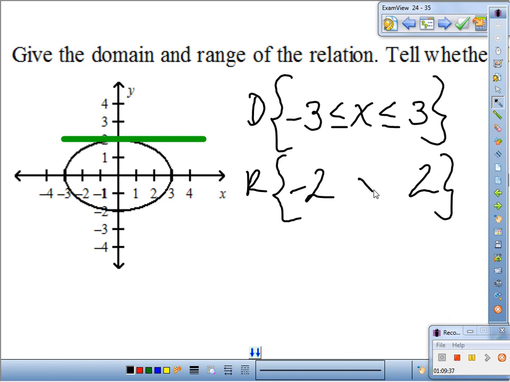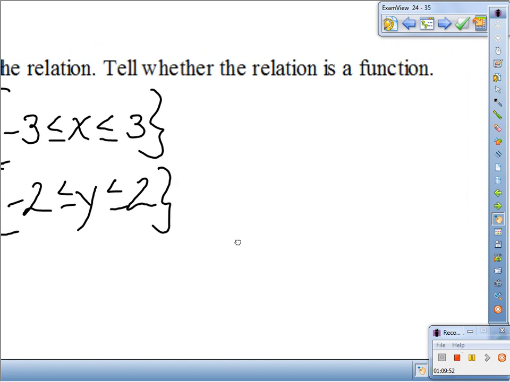That's why we write Y in between, and it's always less than or equal to and less than or equal to. So, did we give the domain and range? Yes. What's the last part? Tell whether the relation is a function. Let's see.